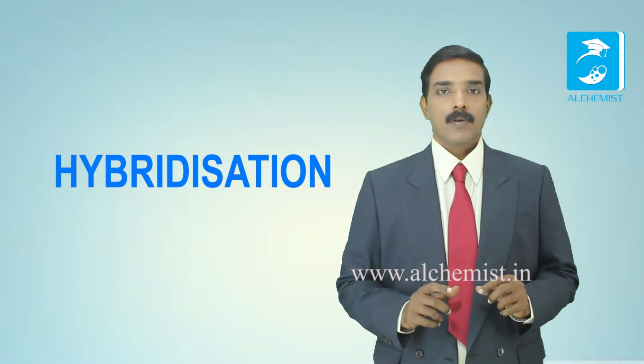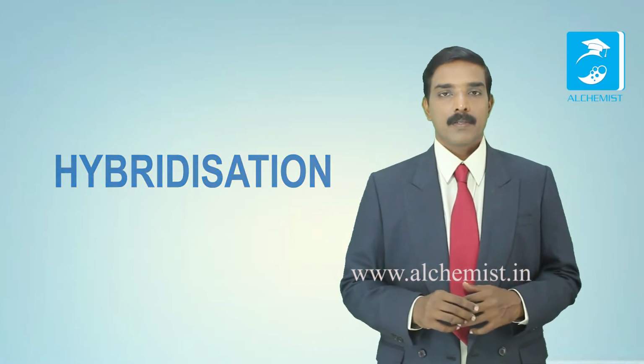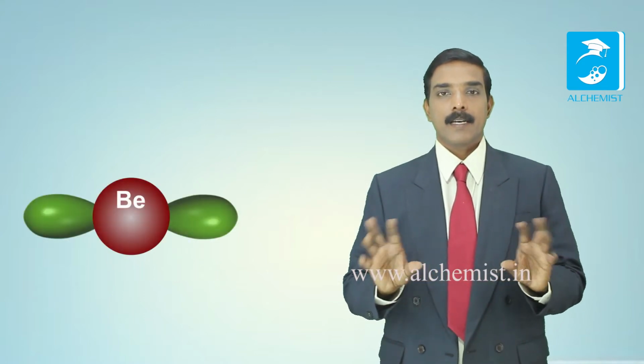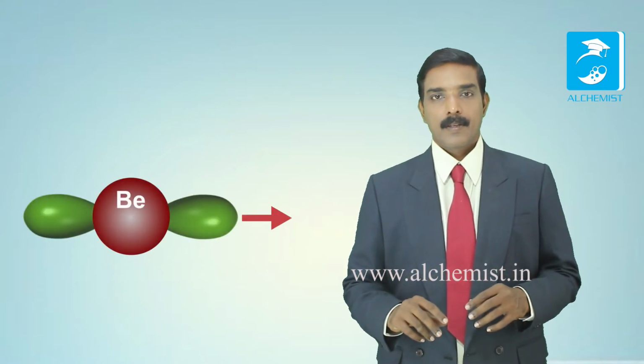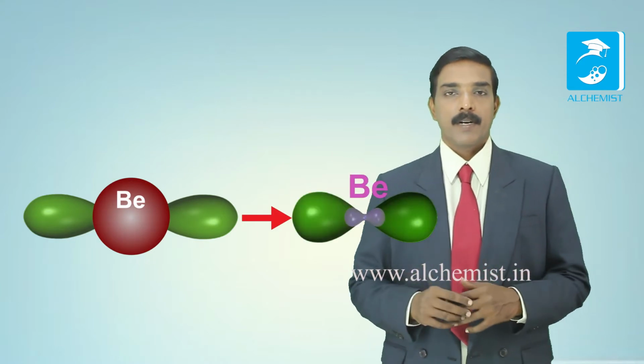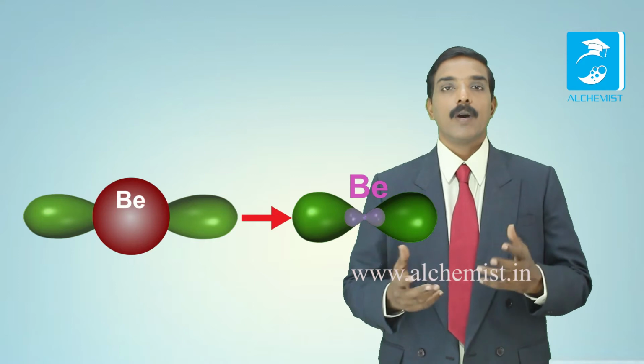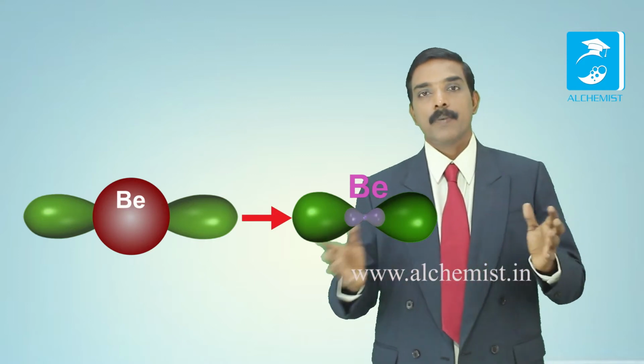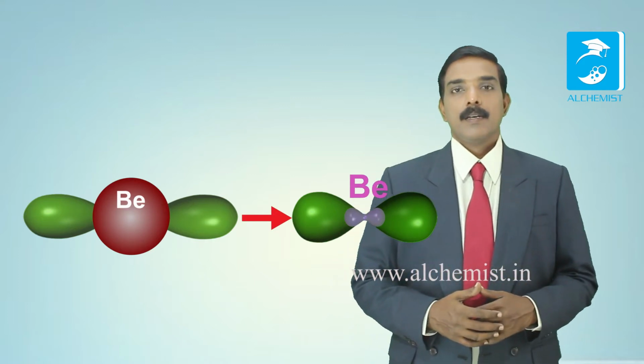In beryllium chloride molecule, the two half-filled orbitals of beryllium, that is 2s and one of the 2p orbitals, intermix at the time of bonding to form two new orbitals which are identical in size and shape. This type of hybridization is called sp hybridization, and the two new hybrid orbitals formed are called sp hybrid orbitals.